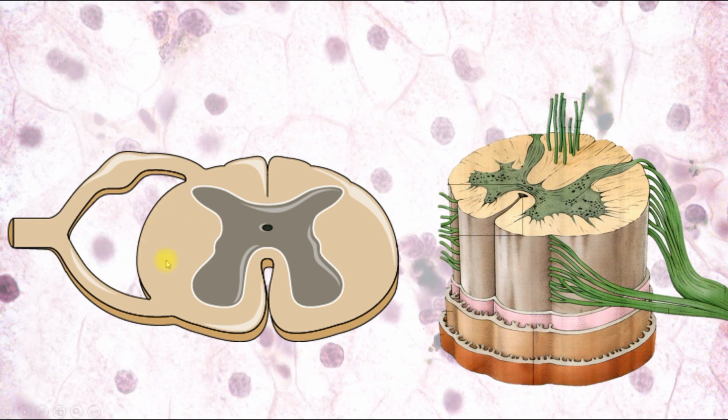And this region, it's white matter, it forms pathways. There are different axons and dendrites of neurons where they provide a communication between different segments of the spinal cord, between the spinal cord and the peripheral nervous system, and between the spinal cord and the brain.